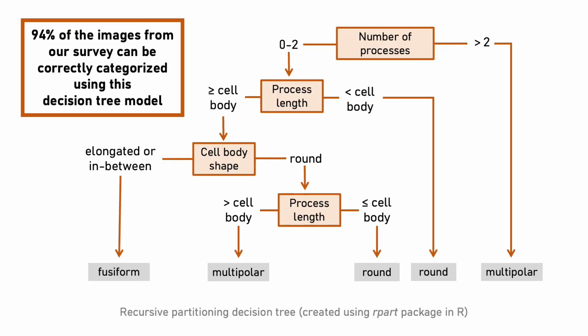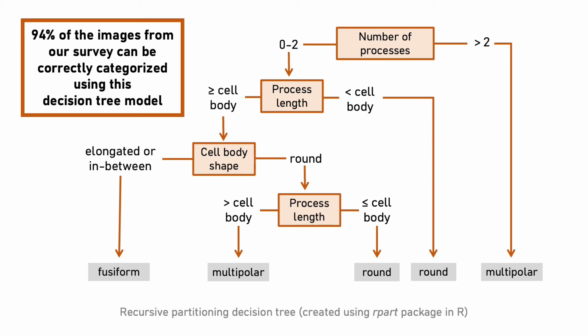Using these scoring data, we then created a recursive partitioning decision tree with these morphological characteristics in mind. What this is essentially is a workflow. Let's say you're presented with a DCX positive cell. This decision tree tells us to first look at the number of processes. If the cell has greater than 2 processes, then this is, in all likelihood, a multipolar cell. If the cell has between 0 and 2 processes, we then need to look at process length going down the decision tree. If the processes are shorter than the overall cell body, our cell is in all likelihood a round cell. If its processes are greater than or equal to the cell body in length, then we need to go down the decision tree, and so on.